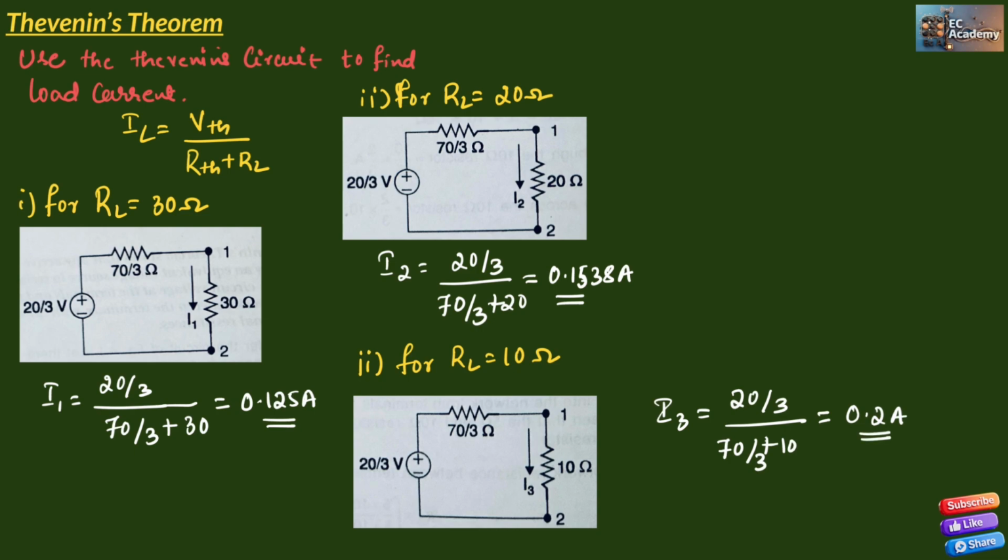From this, we understood that since we have simplified the complex circuit, by just changing the load, we can find the load current for the complex circuit. Since VTH and RTH are known, by changing the load, we can do a simple calculation each time instead of reanalyzing the entire circuit. This is the advantage of Thevenin's theorem. This is about Thevenin's theorem and its application.